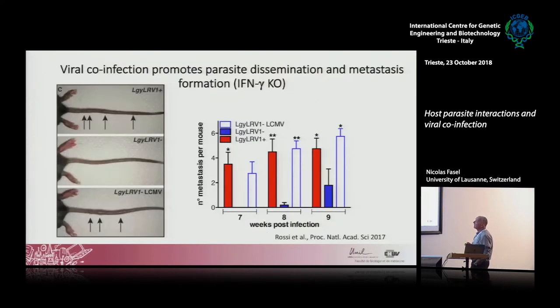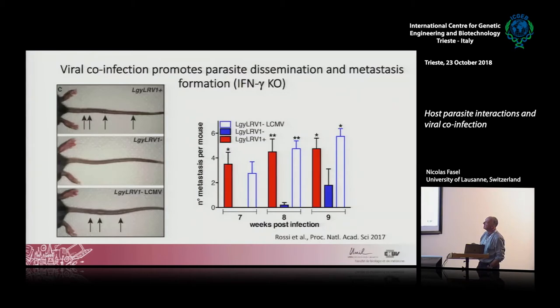I go quickly through different experiments, but I just want to show you that at the same time, we have dissemination in the tail. This is what I showed you. You can see bumps here when we have the Leishmania RNA virus in guyanensis. You can see bumps in the tail. When the virus is not present, you don't see it, or there is a delay. But when you do a co-infection with LCMV and Leishmania guyanensis LRV minus, so without LRV but with LCMV, then you start to see bumps.